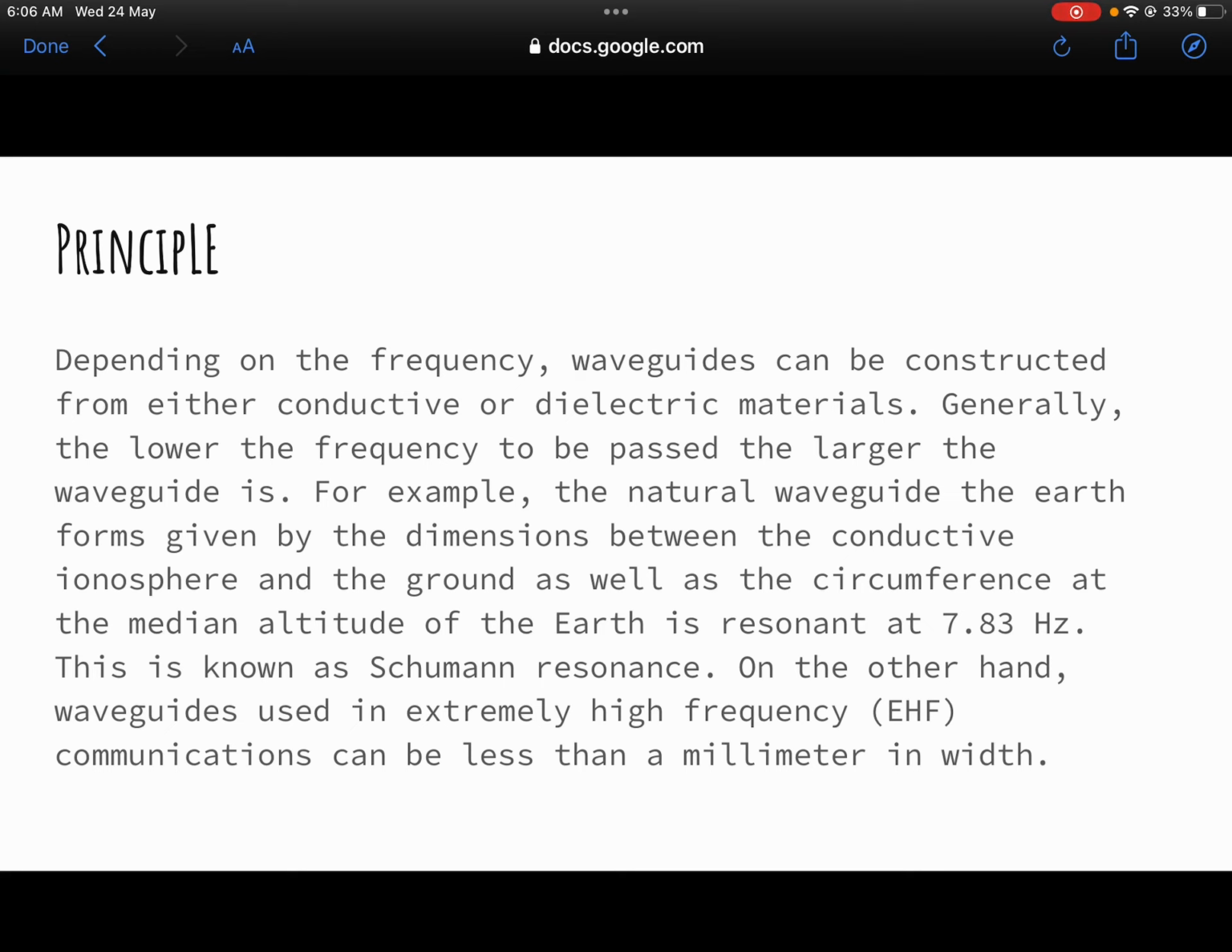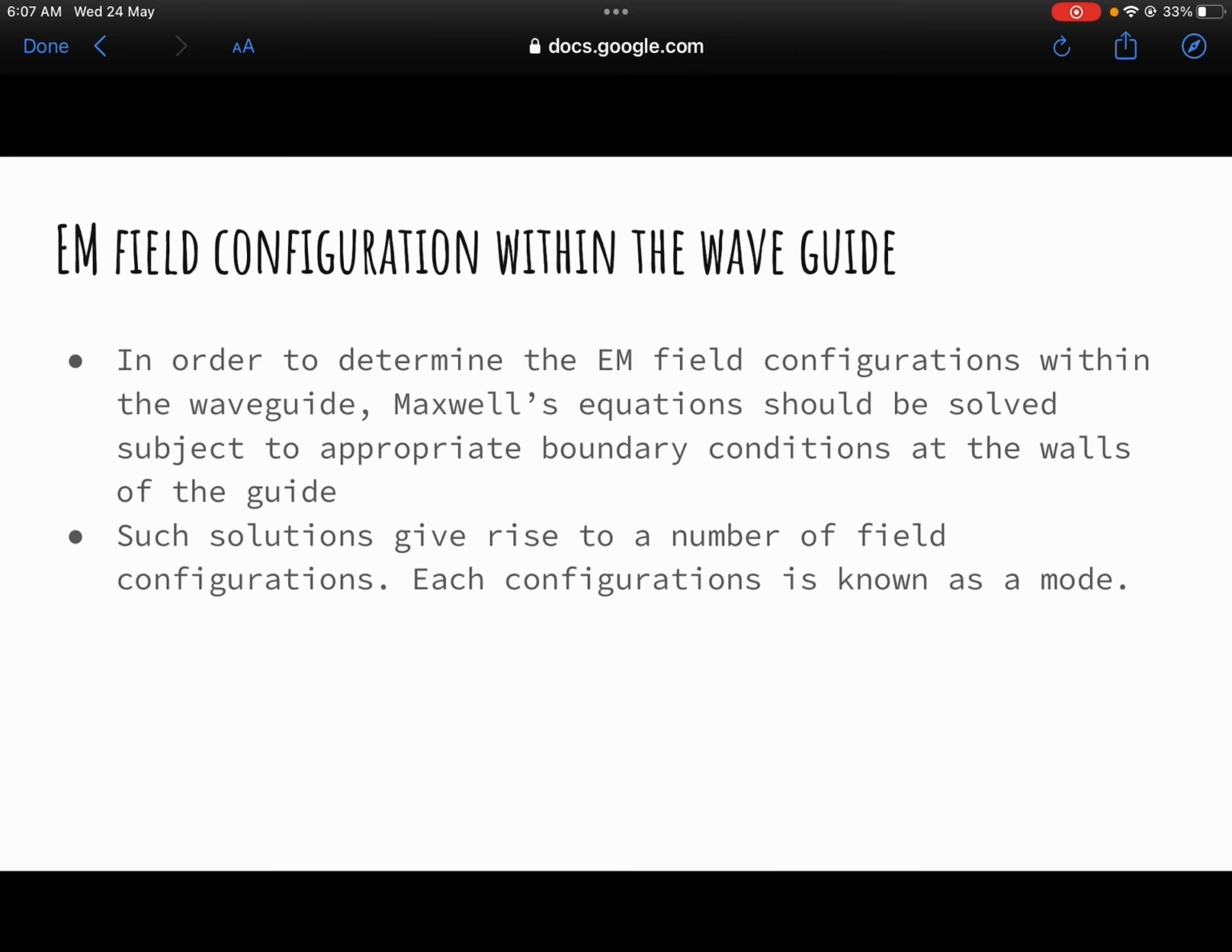For example, the natural waveguide the Earth forms, given by the dimension between the conductive ionosphere and the ground, as well as the circumference at the medium altitude of Earth, is resonant at 7.83 Hz. This is known as Schumann resonance. On the other hand, waveguides used in extremely high frequency (EHF) communication can be less than a millimeter in width. EM field configuration within the waveguide.